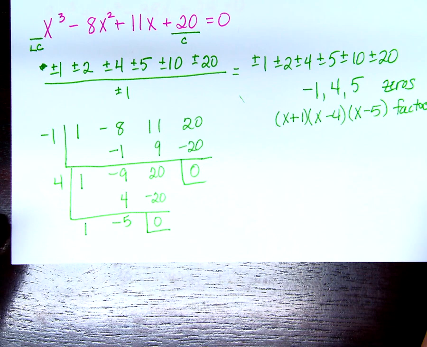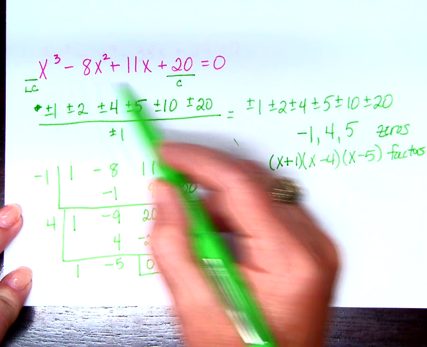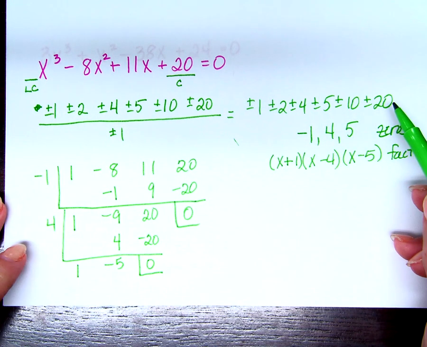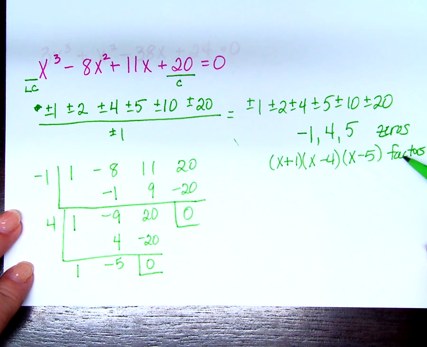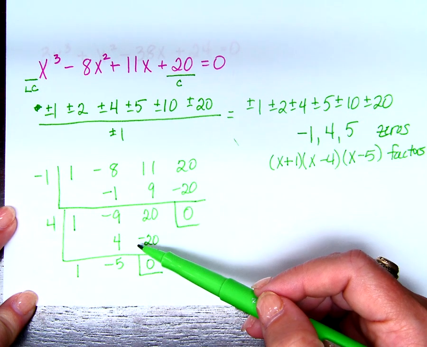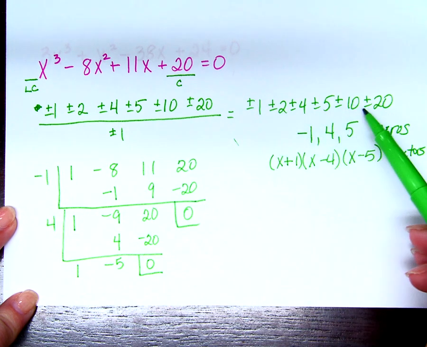Any questions? So I just want you to understand that you have the problem that you have to write. You have to write the possible rational roots. You have to write your zeros and your factors that you find, and you have to do basically 2 synthetic division problems instead of 1 for every single one of these possible factors.